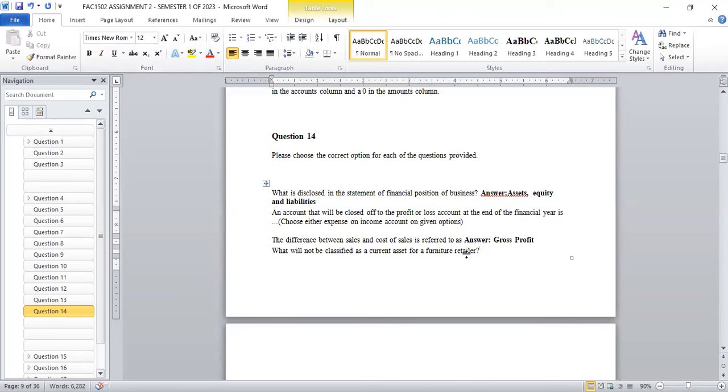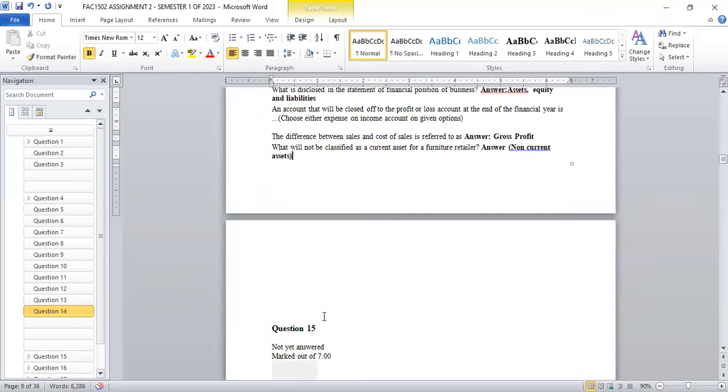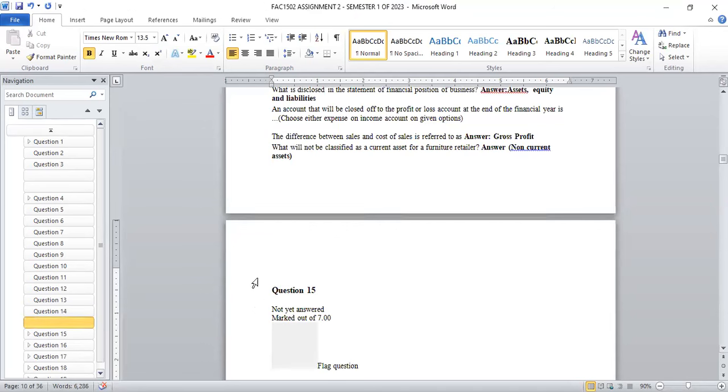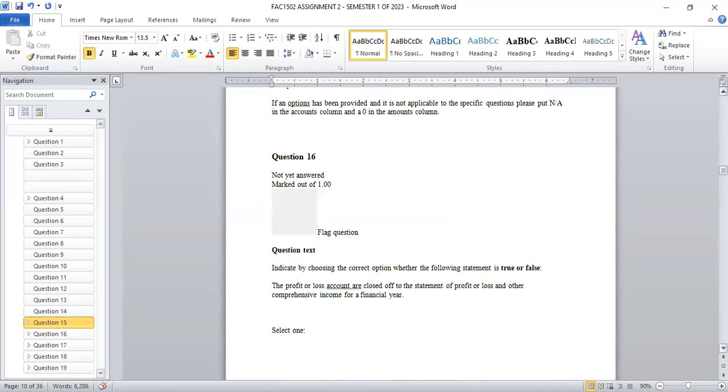Then, what will not be classified as a current asset? Here you just have to choose the non-current assets that are given. Maybe they can be shop fittings, they can be buildings. Those things are not supposed to be classified as a current asset. That one would depend on the solutions that are given.